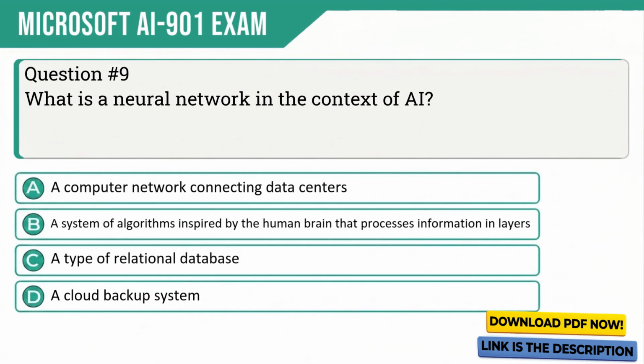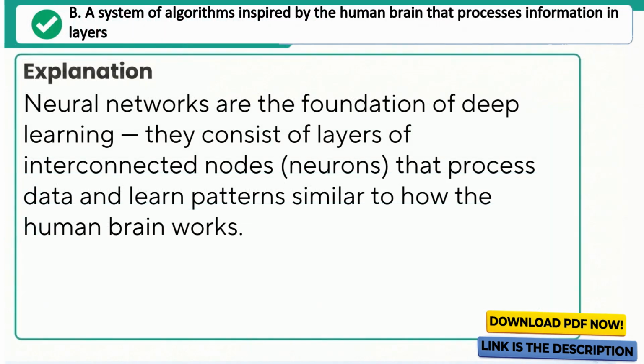Question number 9. What is a neural network in the context of AI? A. A computer network connecting data centers. B. A system of algorithms inspired by the human brain that processes information in layers. C. A type of relational database. D. A cloud backup system. Correct answer, B. A system of algorithms inspired by the human brain that processes information in layers. Explanation. Neural networks are the foundation of deep learning. They consist of layers of interconnected nodes, neurons, that process data and learn patterns similar to how the human brain works.